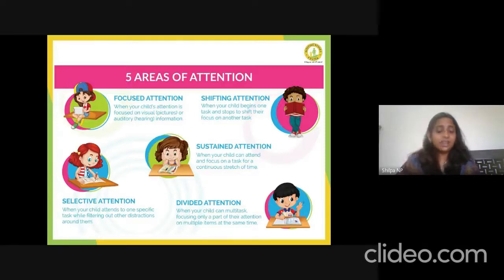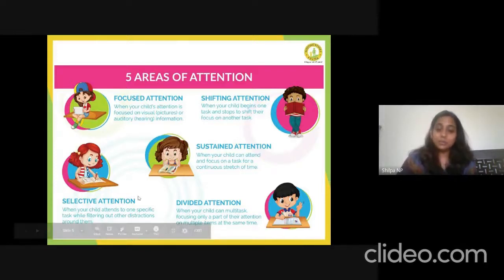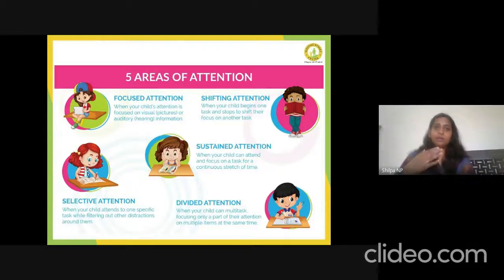Divided attention is wherein I'm writing, but I'm also listening to what Mom is telling. So it's kind of a multitask. And selective attention is wherein your child attends to one specific task while filtering out every other distraction which goes on. I think that happens very rarely with all of us as well. So divided attention is another word for joint attention, and joint attention is very important, wherein we all are sitting in a group.